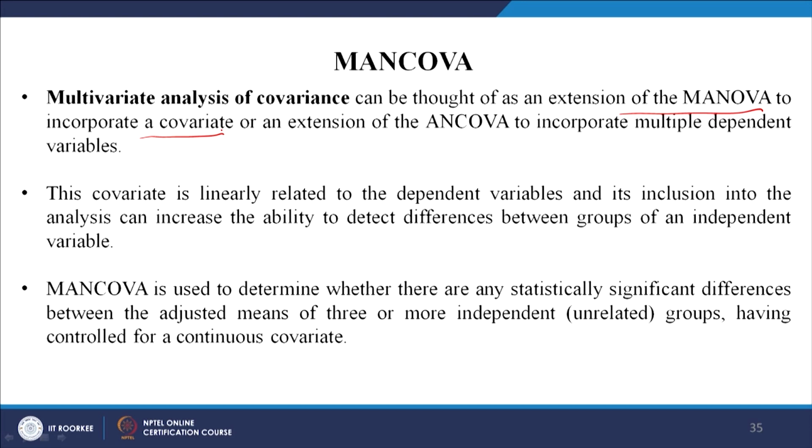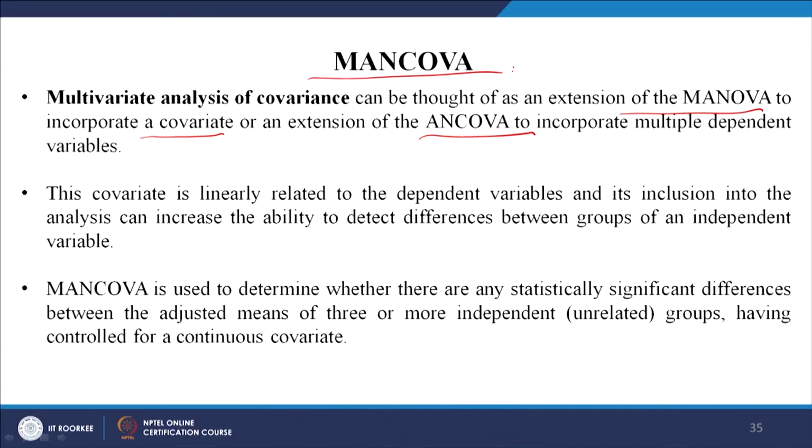So, MANCOVA is an extension of the ANCOVA, as it says, to incorporate multiple dependent variables. In ANCOVA what was happening? You had one dependent variable which was continuous, then you had a covariate and you had a treatment factor which had 2 or more than 2 levels. Now, it is like a MANOVA, in which you had more than one dependent variable, and the presence of a covariate, right.